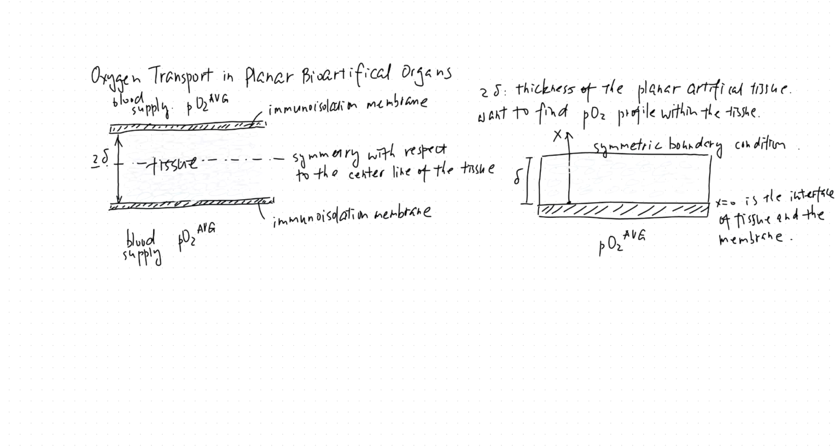Let's use phi to be the volume fraction, the same notation as before, the volume fraction of cells in the tissue. And then we have gamma oxygen, the volumetric oxygen consumption rate.